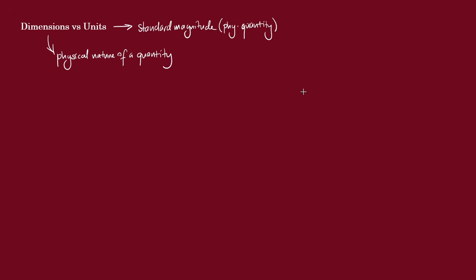Let's say we're trying to measure time. We're talking about time, for instance. The physical nature of time is going to be time itself. So we can call this capital T. But the units of time may vary. Okay, you've got hours, you've got seconds, etc., and so on and so forth.